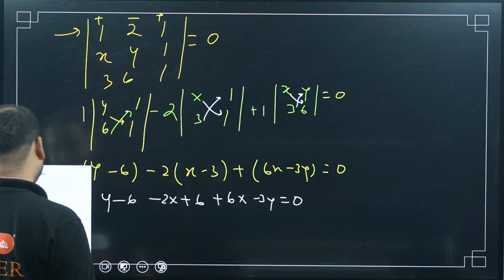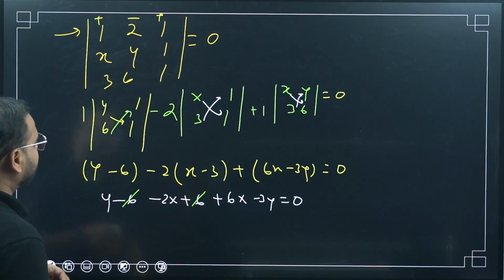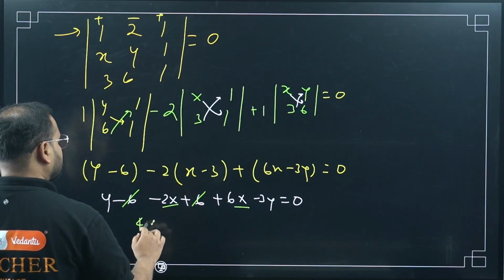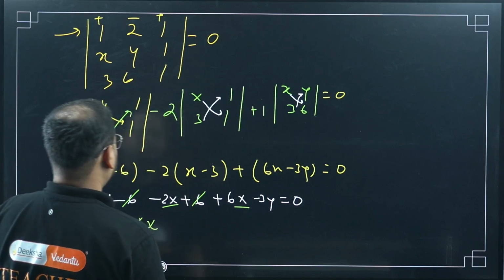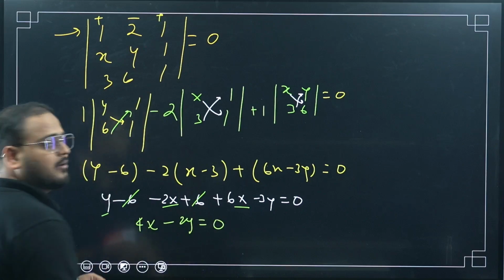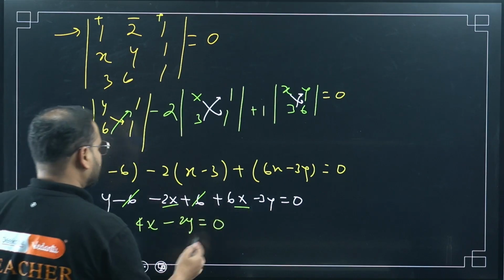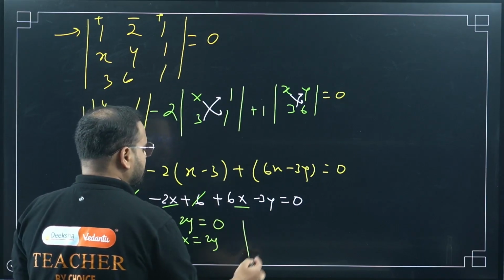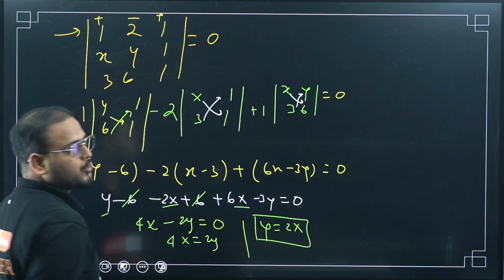Have a look. Minus 6 plus 6 goes out. What do I have left now? 6x minus 2x is 4x. And y minus 3y is minus 2y. Correct, right? Take it on the other side, you'll get 4x equals 2y. What is the answer? Y equal to 2x. Y equals 2x.